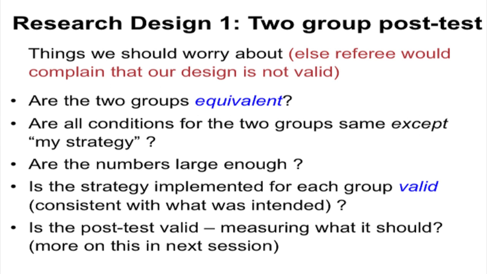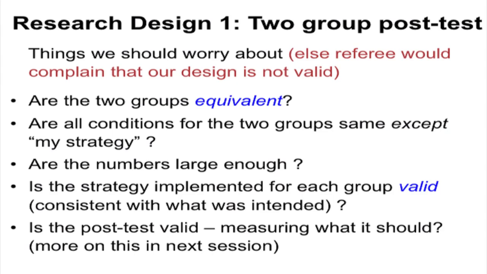So there are several things that we need to worry about even in the two group post-test design. It's not a magic scheme or magic process that's going to take care of all the problems. If we don't worry about these things, the referee would complain that these are the problems in the design and your paper is going to get rejected. So before the referee points out these things, let us worry about them.